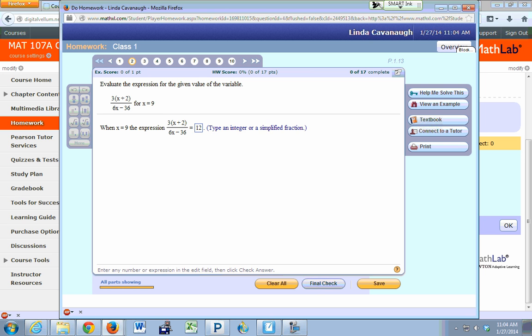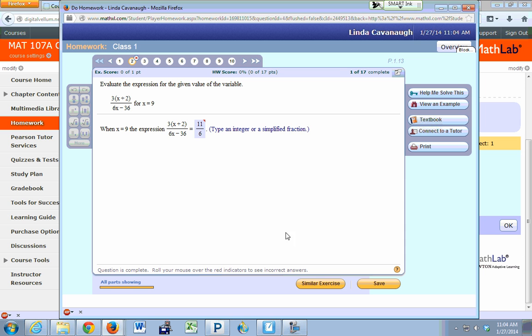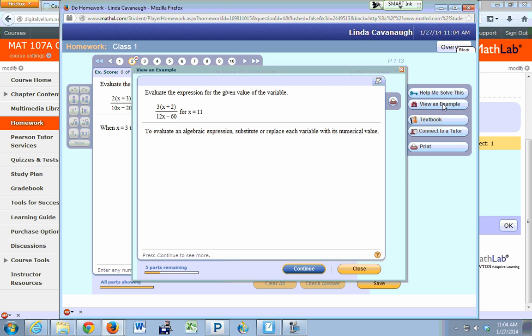Oh, they're giving you a final check. Sorry, that's incorrect. So I think now what they're going to do is give you a similar exercise, and then you get a new one to try. See, I tried it 3 times because I tried it once with my class and twice with you. So you have three chances to try a problem. If you get it incorrect, they'll give you a similar one. But let's say somewhere after your second try, you wanted to view an example.